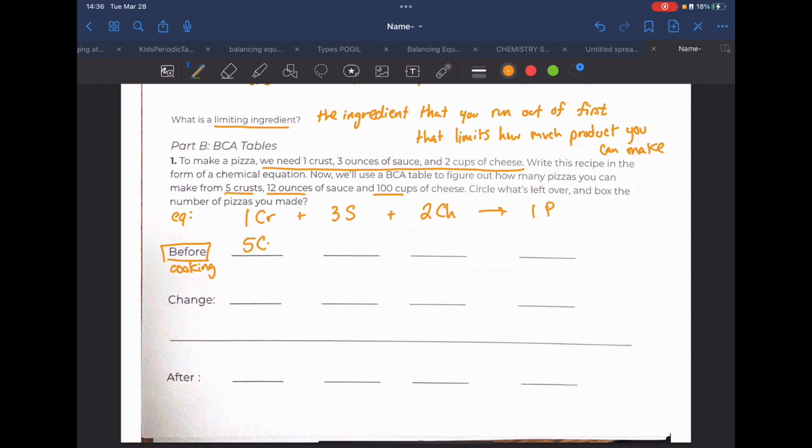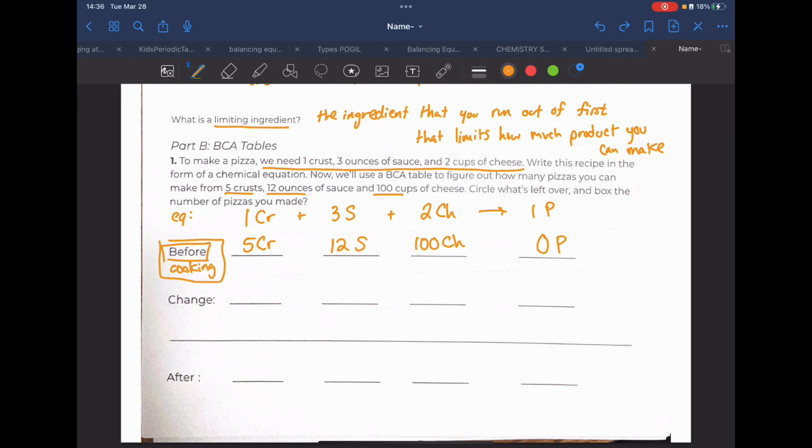So I'm going to put 5Cr right there. 12 ounces of sauce and 100 cups of cheese. That's what we start with. What number goes right here? Now maybe you have an answer in your head already, but this is actually 0, because remember, this is before cooking. Before we've done anything, we don't have any pizza. We haven't made it yet because we still have a pile of ingredients.